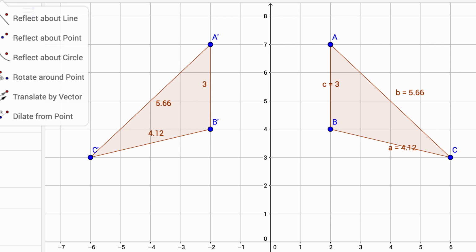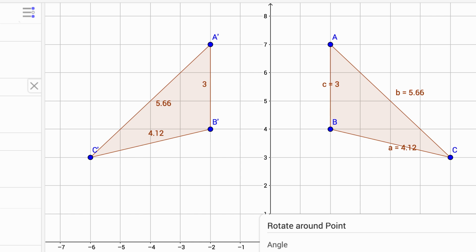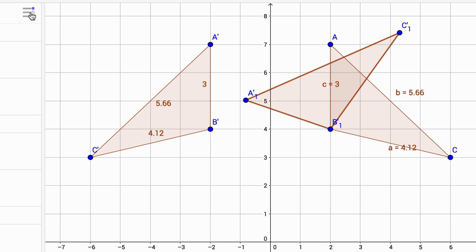If we try a rotation, let's say I rotate this, whatever, 70 degrees. Okay, so I rotate it and check it out. This one also has 5.66, 3, 4.12, so we can see that it's still an isometry. Rotating from here to here did not change the size and shape at all, it just rotated it.